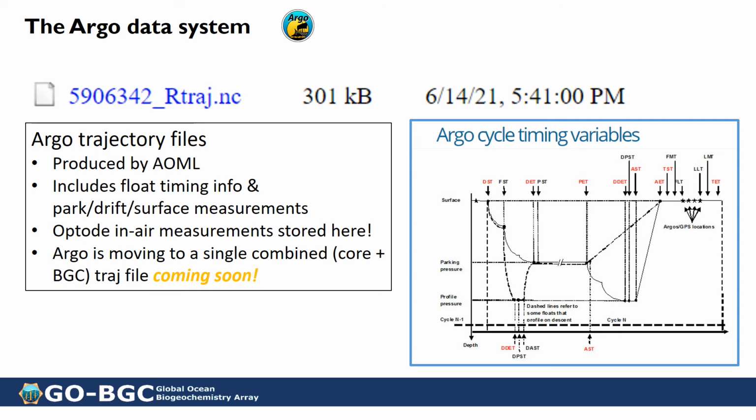The next file type I'd like to mention is the trajectory file. Again, for MBARI processed BGC floats, the trajectory file is produced by AOML and includes float timing info and parked drift and surface measurements. Optode in-air measurements that are used in calibration should also be stored here. Historically, these have been kept in the separate btraj file for BGC trajectory data. AOML historically has not produced the btraj file, but Argo is moving toward a single combined file, which will include core and BGC trajectory information. And we are actively working on getting this finalized.